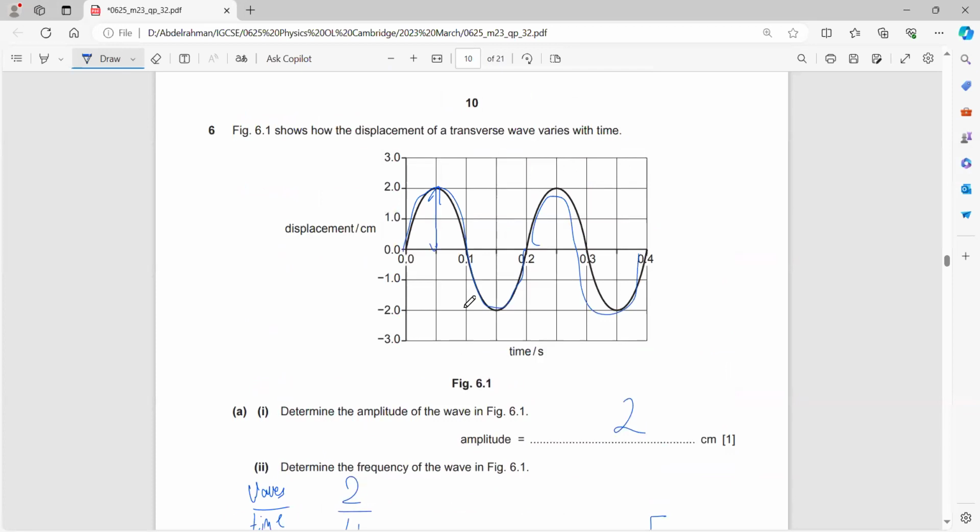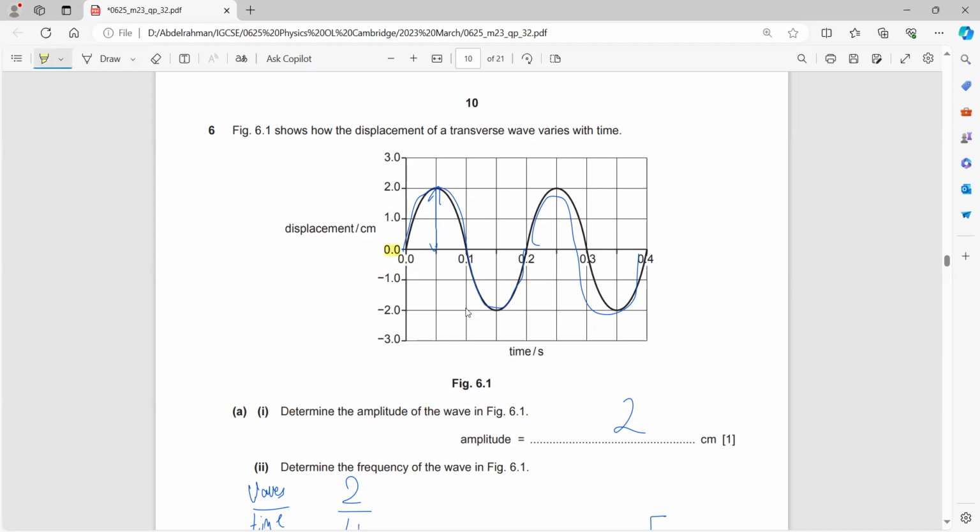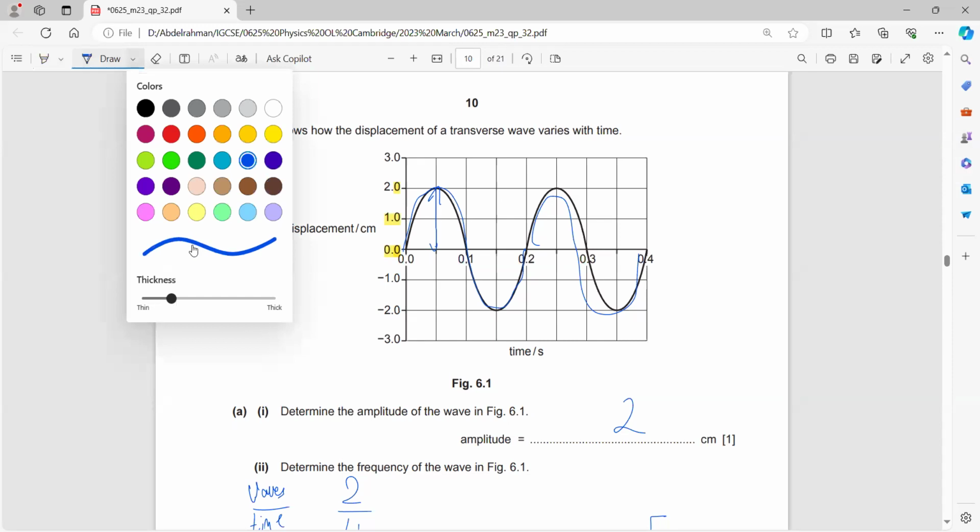If you can't count 2 or 3 or 4 waves in a graph, what should I do? I can count only one wave. How can you count only one wave? I can just count this wave, for example. Okay, this is one wave, and for example, I will use this wave.